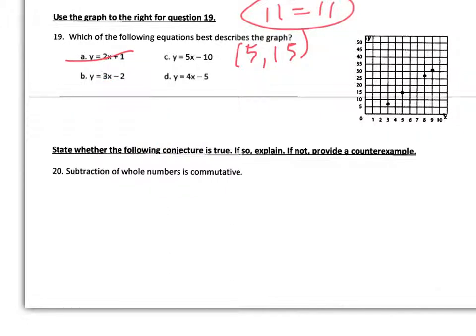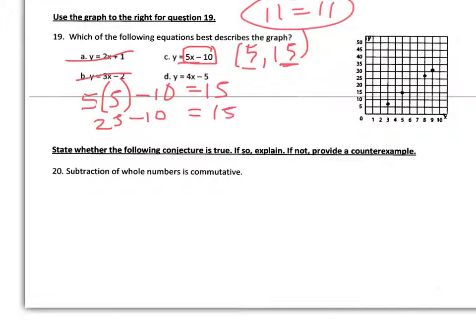Okay, let's get rid of that. Next one, let's move on to C. Okay, 5x. Now I'm going to take out the x because I know what x is. We're going to see if 5 times, take out the x, plug in the 5, minus 10, again from this problem. All right, and we're going to see if that equals the 15 from here. 5 times 5 is 25 minus 10. Let's see if that equals 15. 25 minus 10 is 15, so 15 does equal 15, so far so good.